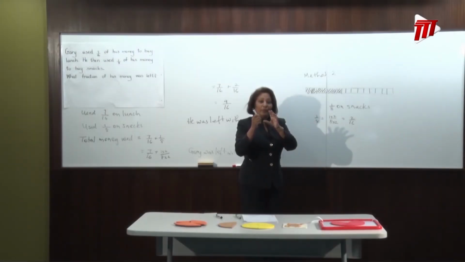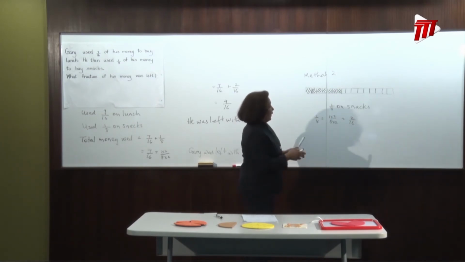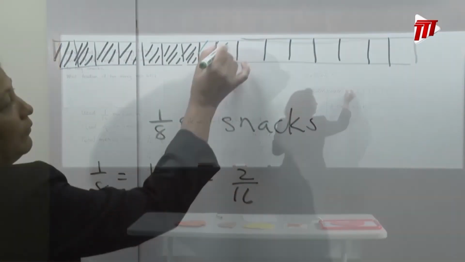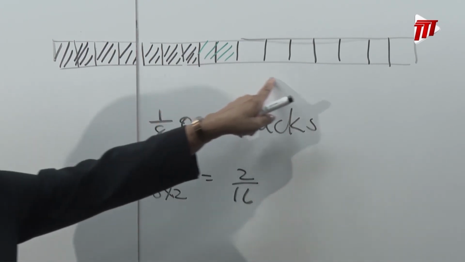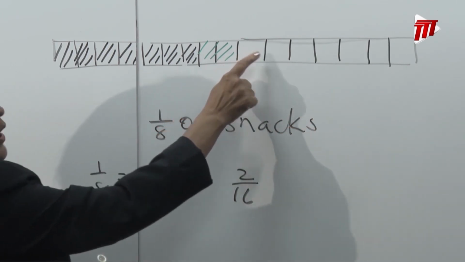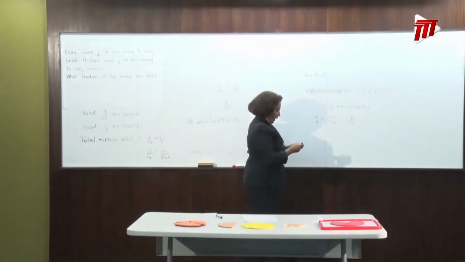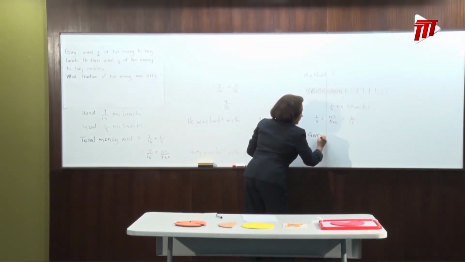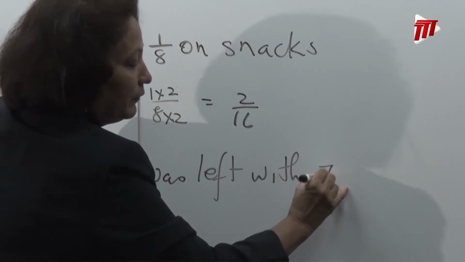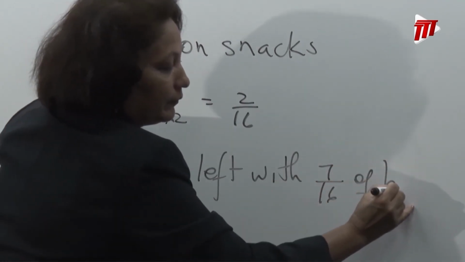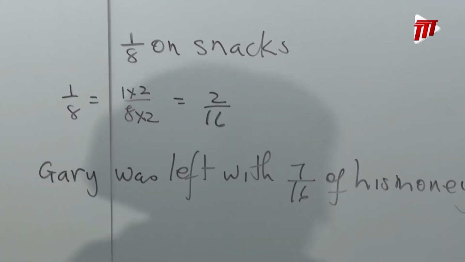So we knew that he used 7/16 on lunch. That is gone. He also used another 2/16 on snacks. So what he was left with would be this piece that was not shaded. And that would be 1, 2, 3, 4, 5, 6, 7, 16ths. So Gary was left with 7/16 of his money.